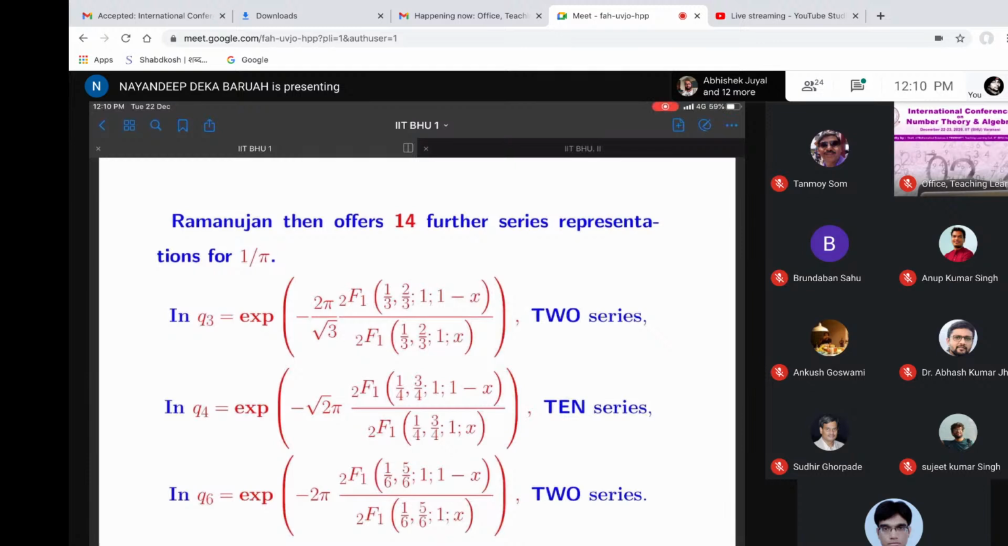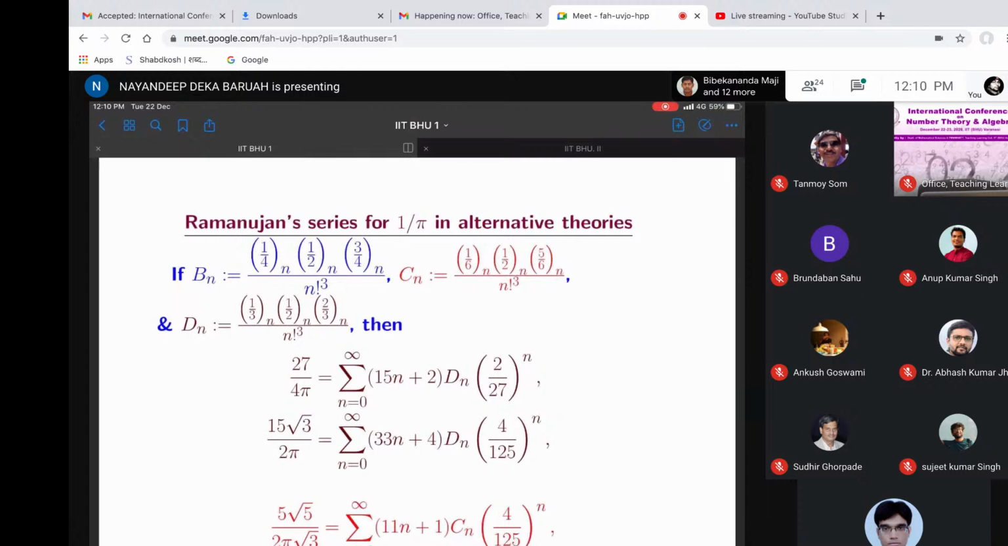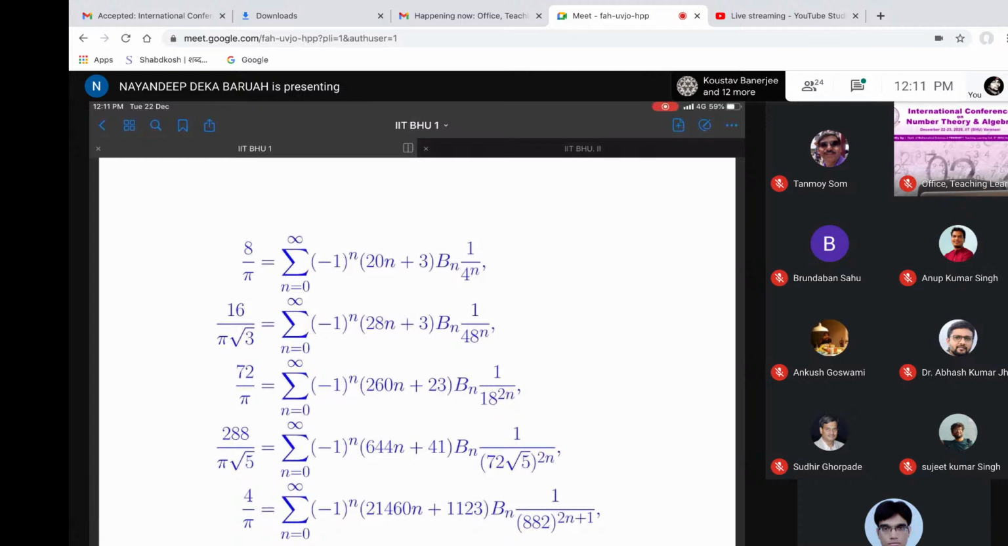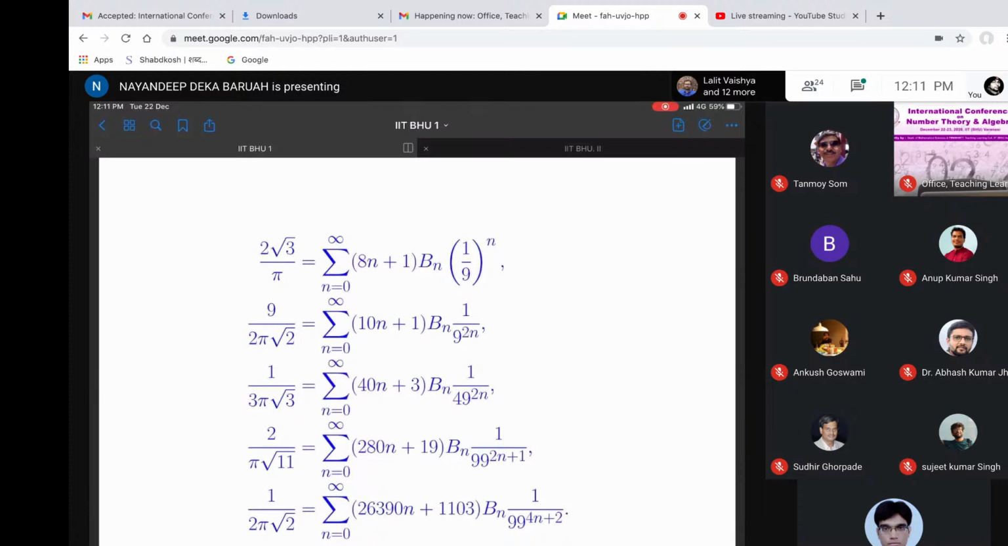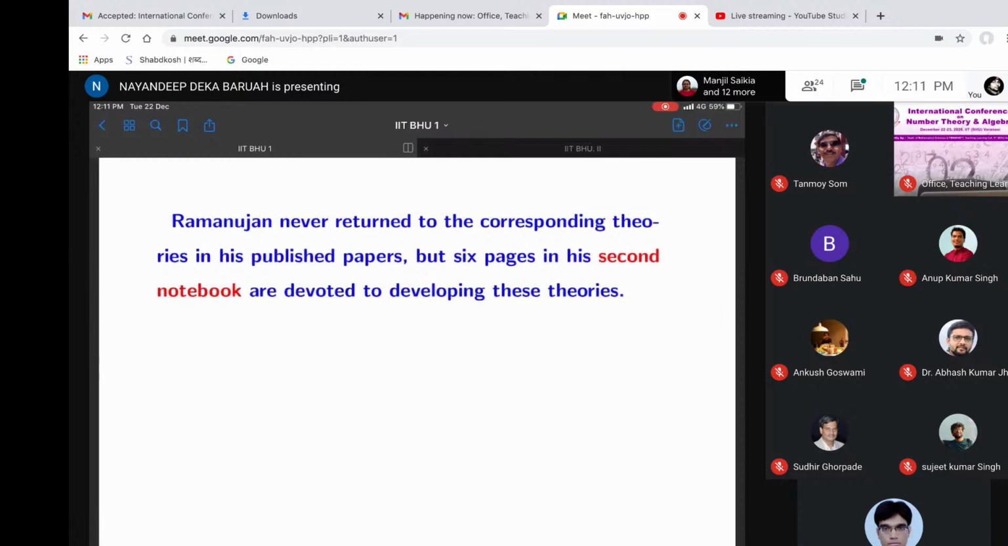And these are Ramanujan's series, the alternative series. These are the first 2, then the red ones are this one, and this is 4, the quartic theory. 10 series are in the quartic theory, and 2 series each for the cubic and sextic theories. Okay. And Ramanujan never returned to the corresponding theories in his published paper, but 6 pages in his second notebook are devoted to developing these theories.